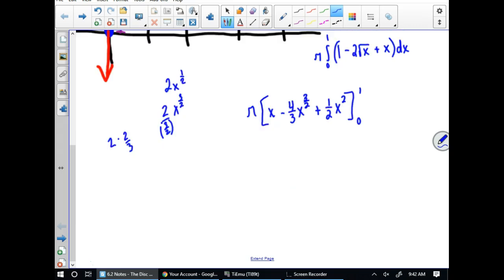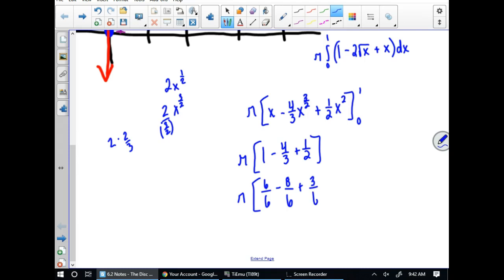I'll go ahead and do this one by hand because we're just plugging in 0 and 1, but you could do it with your calculator if you want. We'll have 1 minus 4/3 plus 1/2, which is going to be 6 over 6 minus 8 over 6 plus 3 over 6. So that is going to give you pi over 6.